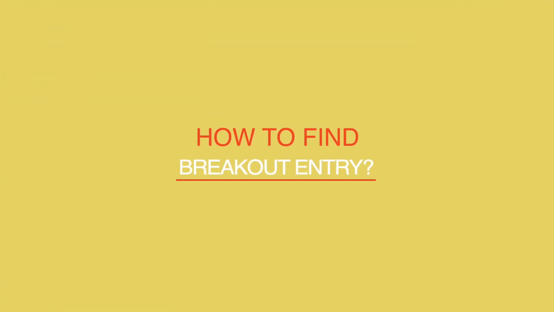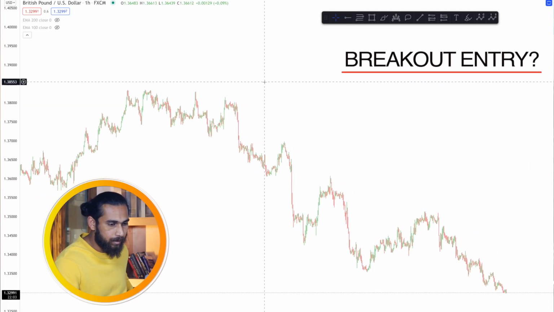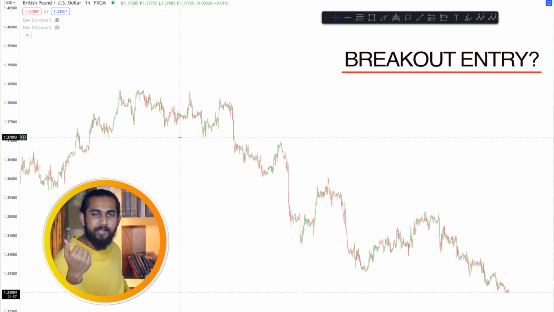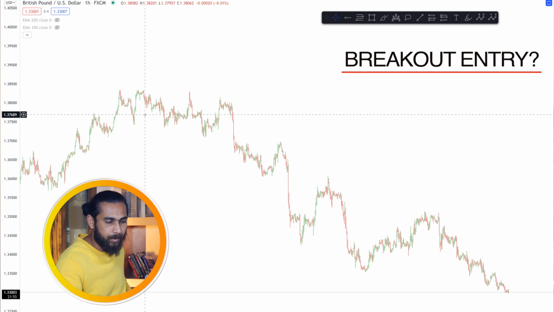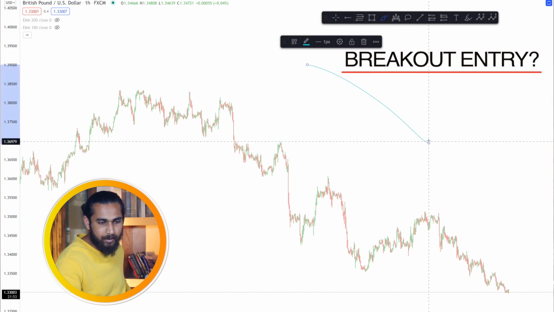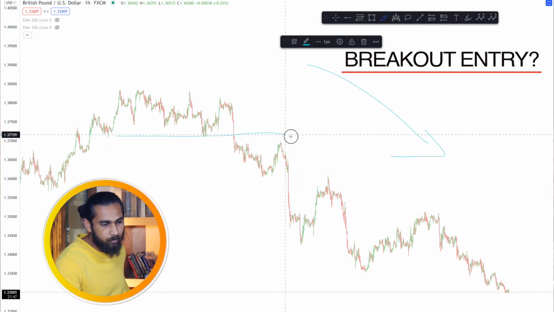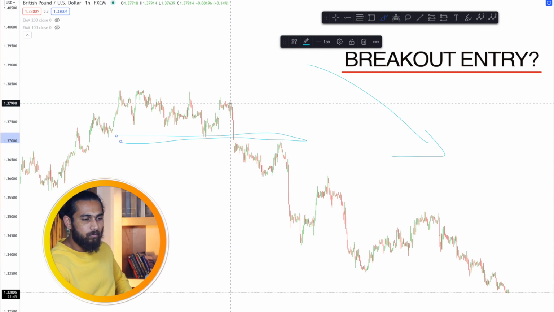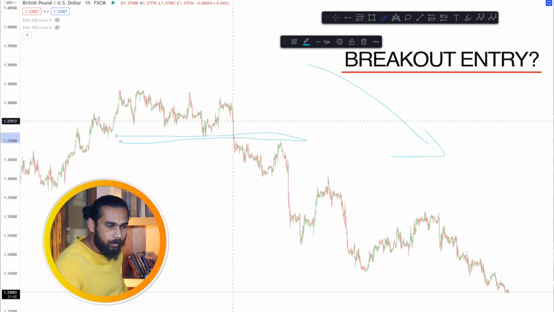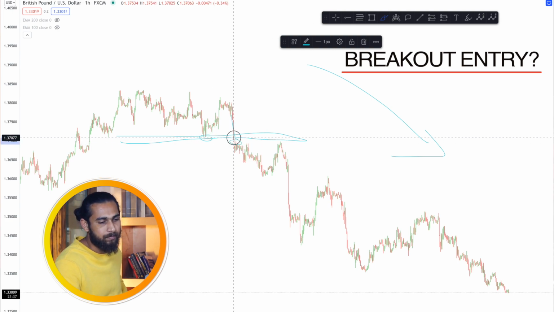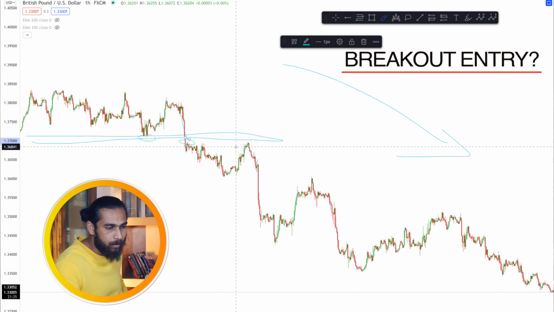Let us understand how to find breakout entries using the market structure. Let us say at this point we knew that the market changed its trend, right? From an uptrend, it now started to move in a downtrend. Let us say this was the lower low which was formed, right? So what we have to do is wait for the price to break this low and then enter at this point. So this will be our breakout entry.